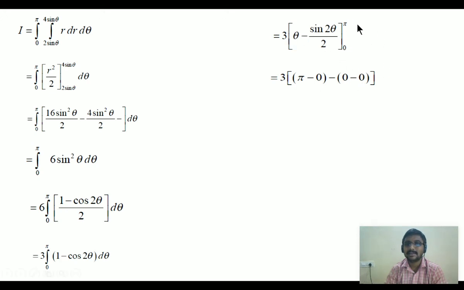That is 0 minus sin 2 into 0, sin 0 by 2 is 0. That is 3 into pi, which is 3 pi. So it is the required area of the region. The area is 3 pi.